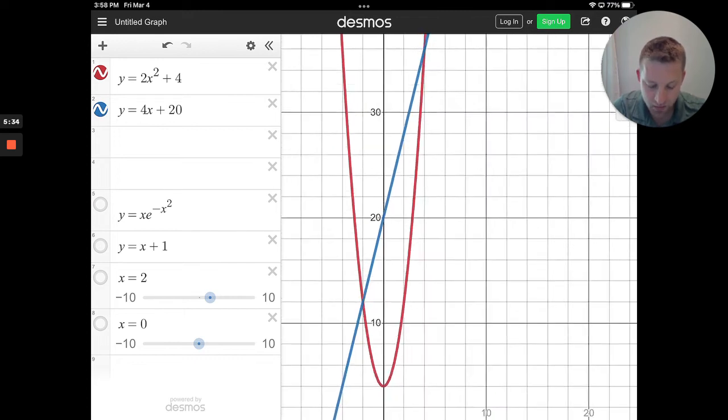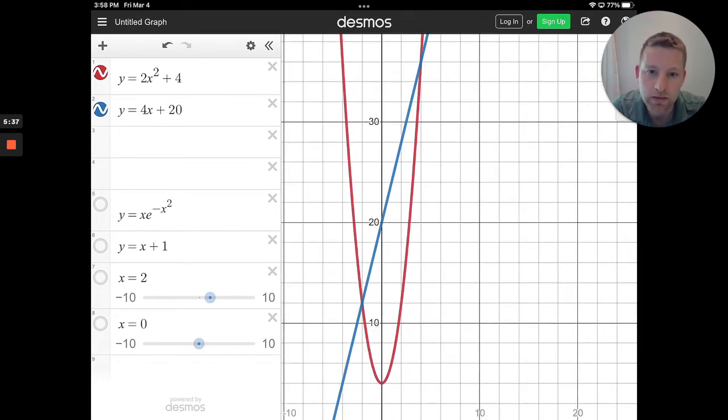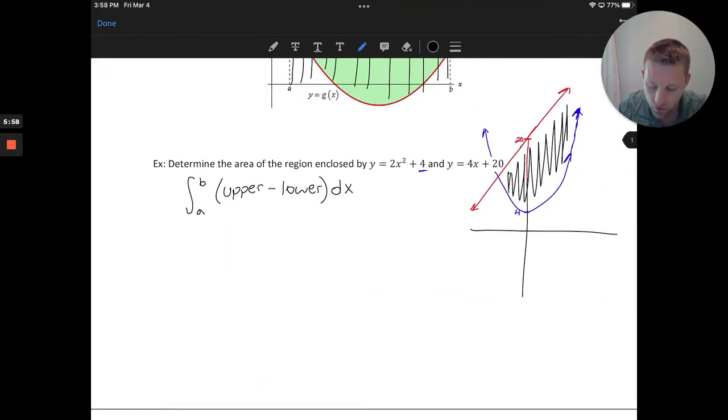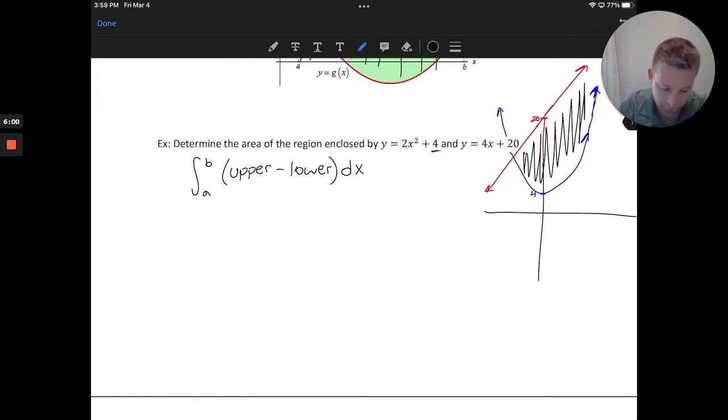Now, the bounds on this will be these values that we intersect. So the values that intersect both on the left and the right side will be those bounds of integration, A and B. So we'd like to go out and see, well, where do these two values actually intersect each other? So let's go back to our work here and consider how we would set up our bounds.